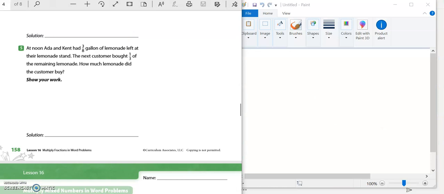Okay, last question that we're going to work on is number 5. At noon, Ada and Kent had 3/8 gallons of lemonade left at their lemonade stand. The next customer bought 1/3 of the remaining lemonade. How much lemonade did the customer buy? And we want to make sure that we show our work. Okay, so what we would do is I'm actually going to show you using an equation.